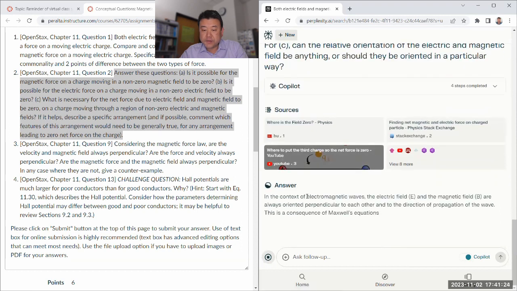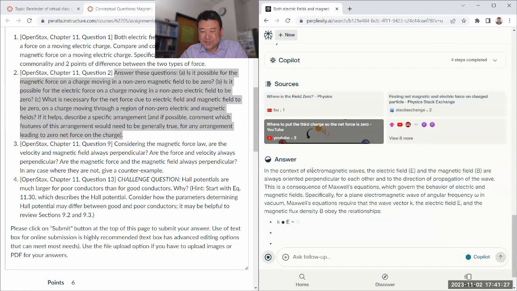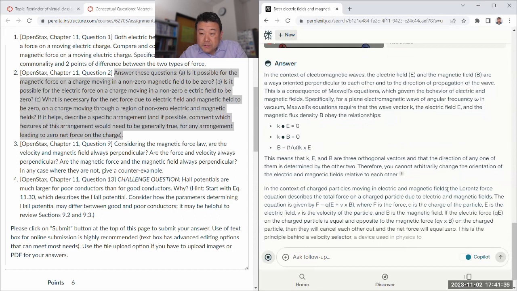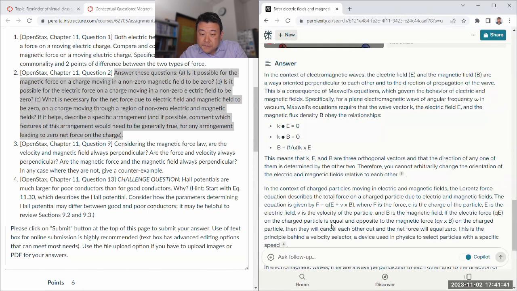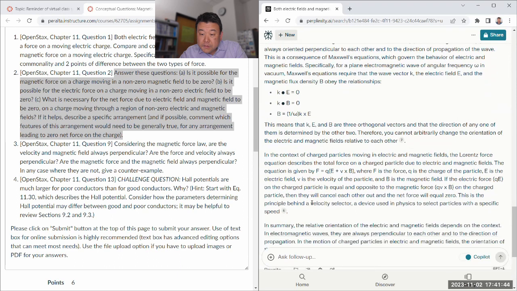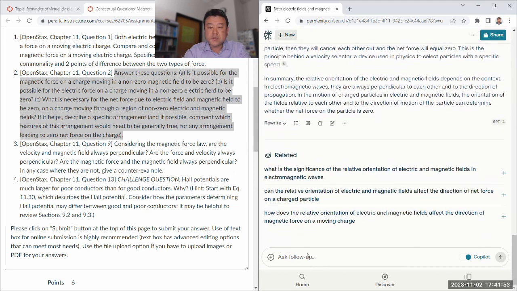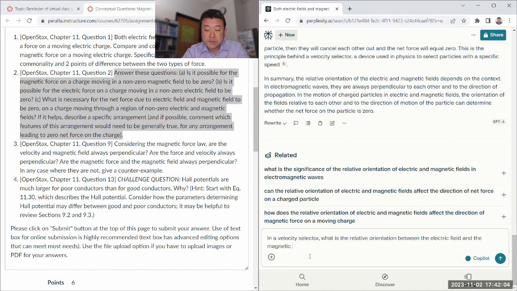I hope it retained the context. But it retained the wrong context, the electromagnetic waves, that's not it. Yeah, I think it's getting confused. In the electromagnetic, yeah, that's the right expression. Velocity selector. Okay, I think I can work with that. So let me ask you this question. In a velocity selector, what is the relative orientation between the electric field and the magnetic field?